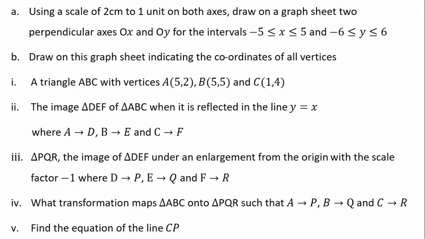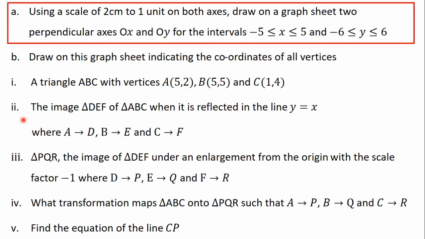This is our question. The question has 6 parts. So we have A, BI, BII, BIII, BIV, and BV. In this video, we will solve the first 4 parts and then we will solve the 2 remaining parts in the next video. So let's begin with the first part.